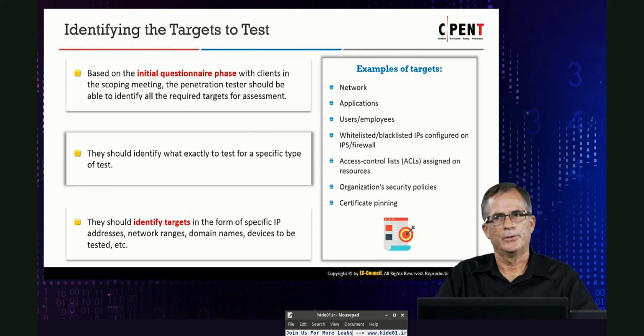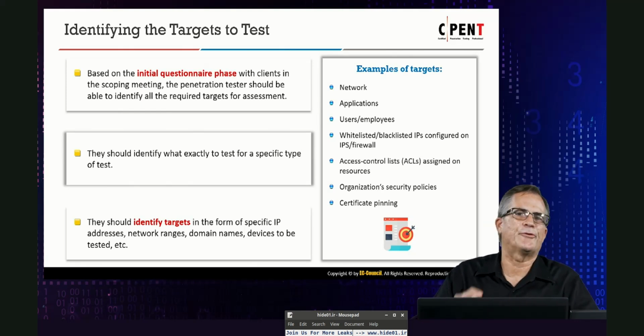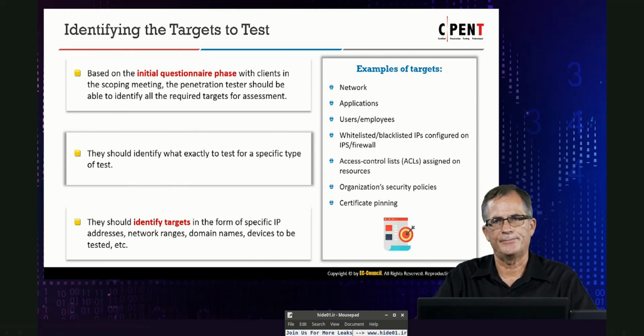We've got some examples here. Targets: the networks, the applications, your users if social engineering is involved. You can test the whitelisting and blacklisting of different devices like the firewall, the access control lists on your routers. We can test the organization's security policies, and we can test certificate pinning. All these are different types of things we can test when we do an assessment.